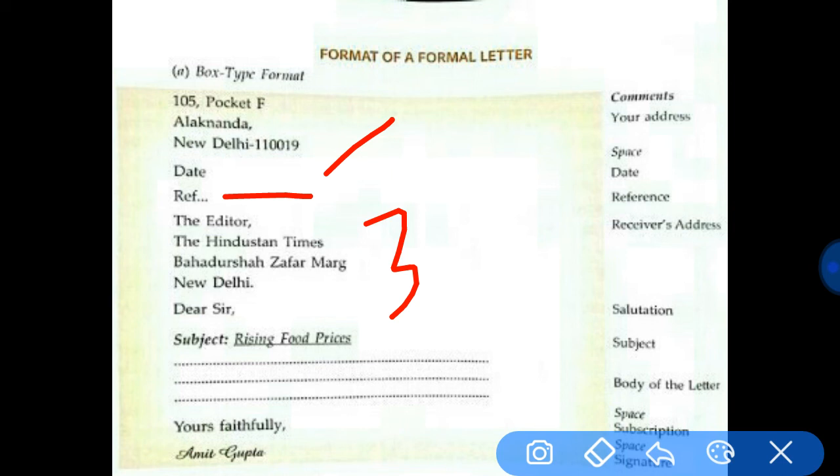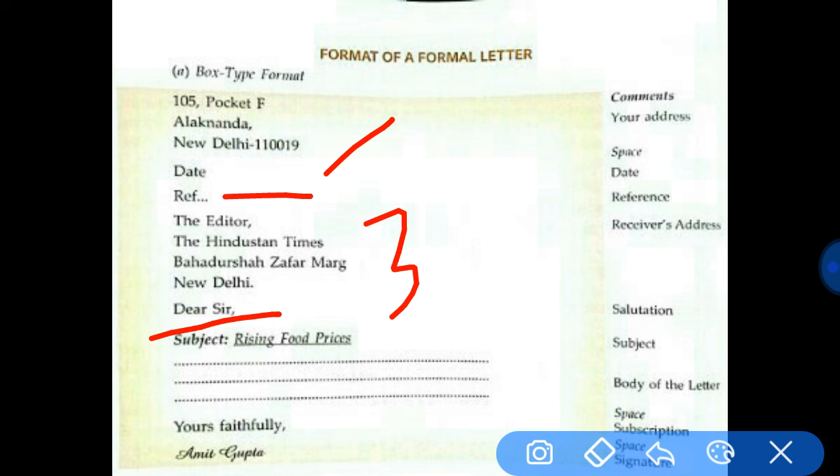Usually this address is given in your question paper. It so happens that the question is, write a letter to the newspaper editor of your city. So in that case you can make up your own address. Otherwise usually this address is given in your question. Then we have the salutation, dear sir. You remember in the personal letter it was dear mom, dear dad, dear friend, and so on.